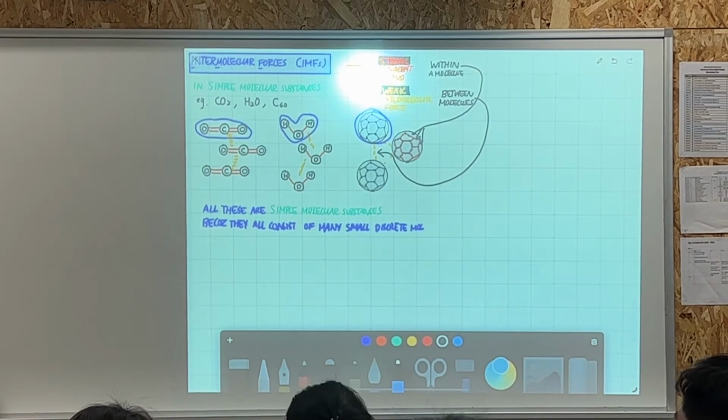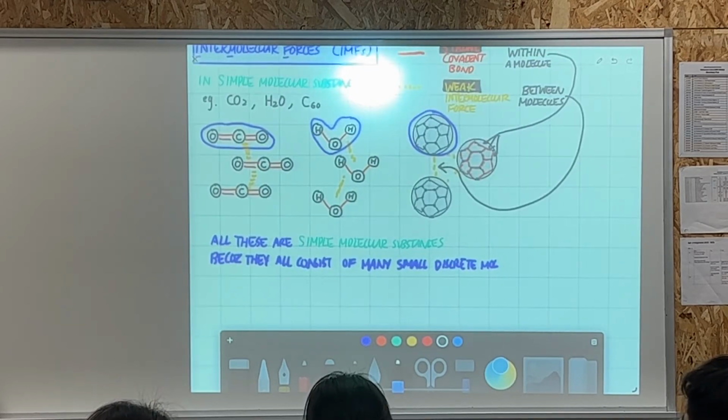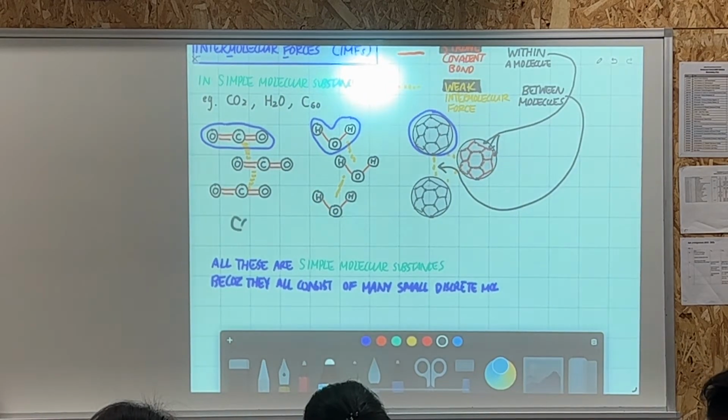What's C60 used for? C60 is a semiconductor. If you ask me what use a semiconductor has, maybe in electronics. But yeah, this is C60. And the rest you should already know. So I'll put down CO2 here, H2O here, and this is C60.